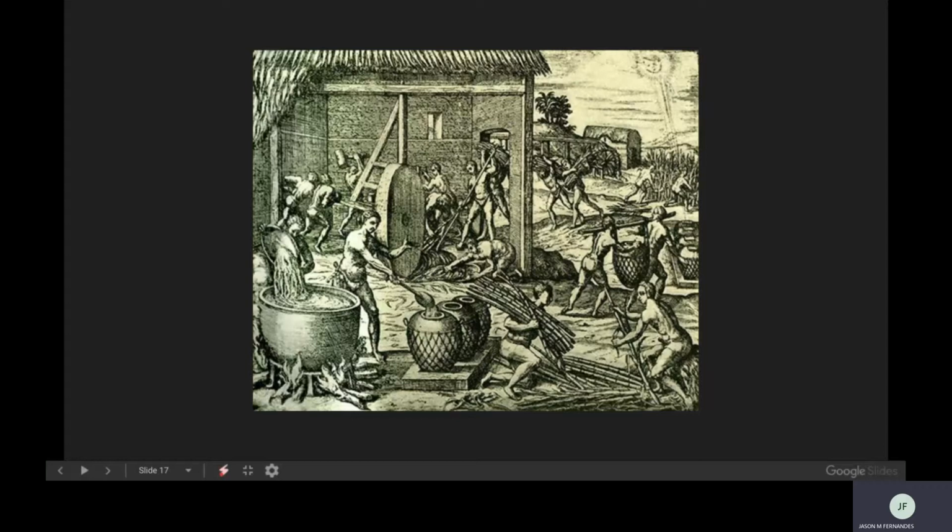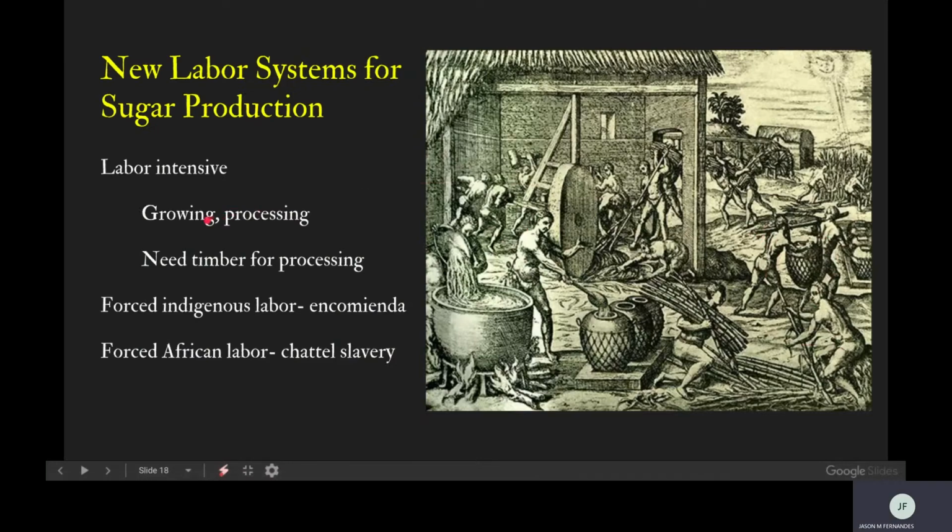This is going to be a real shift in how a lot of things work in terms of producing sugar, in terms of the labor systems that go into it, etc. Okay, so here we've got an image of sugar production in the New World, right? So you have Native American laborers doing most of the work here, right? And again, this sugar is really, really labor intensive, okay? You have to grow it and you have to process it, right? So you see the processing here, obviously.